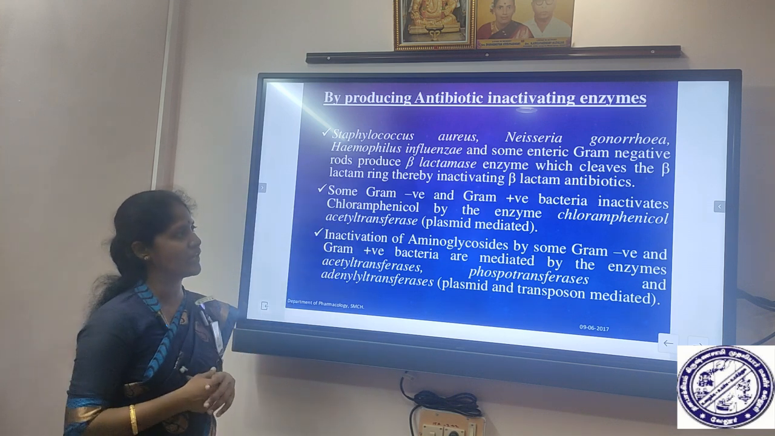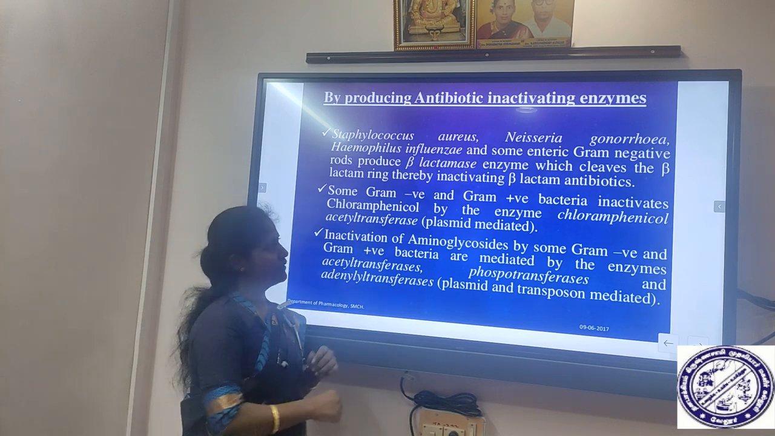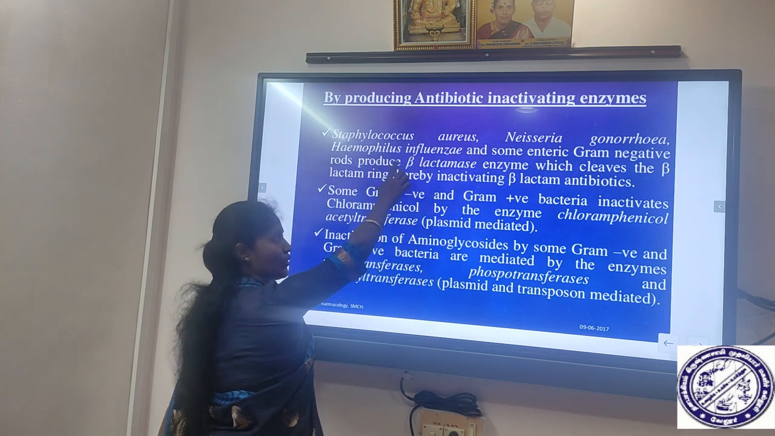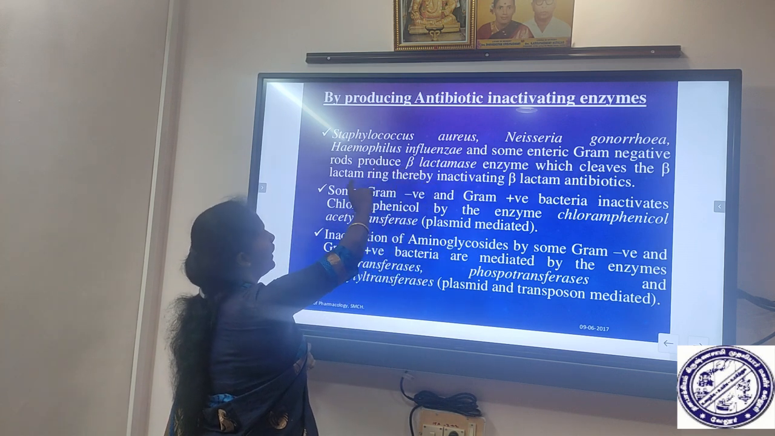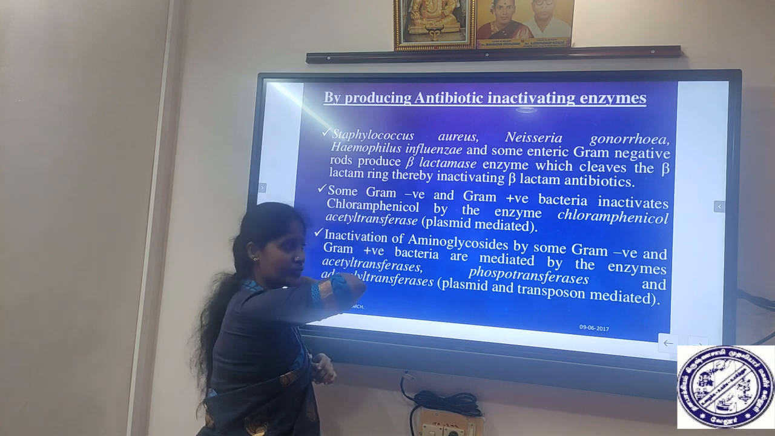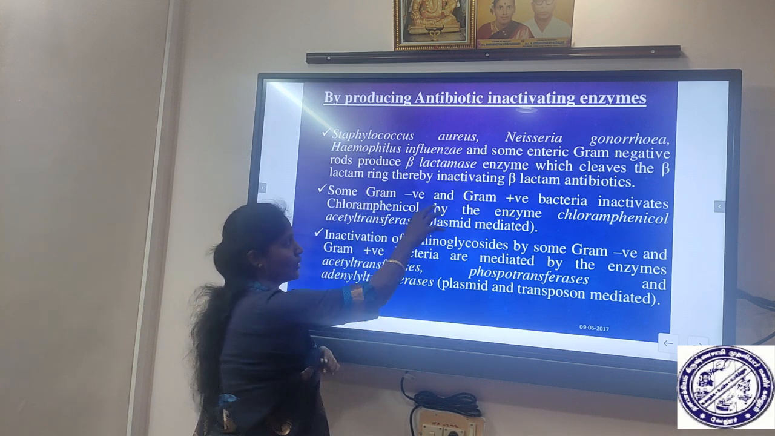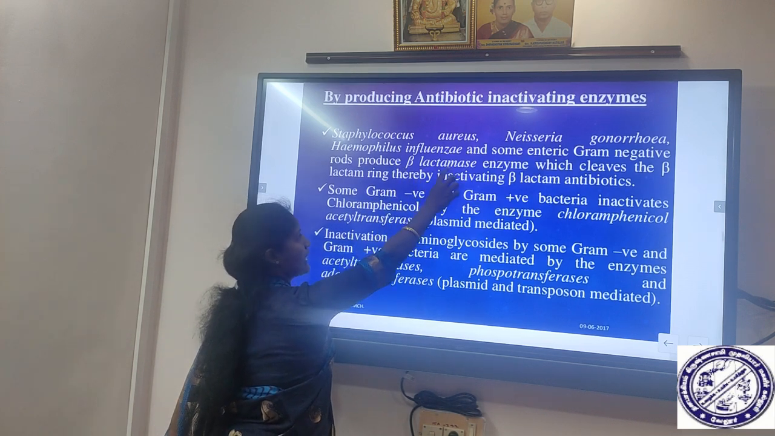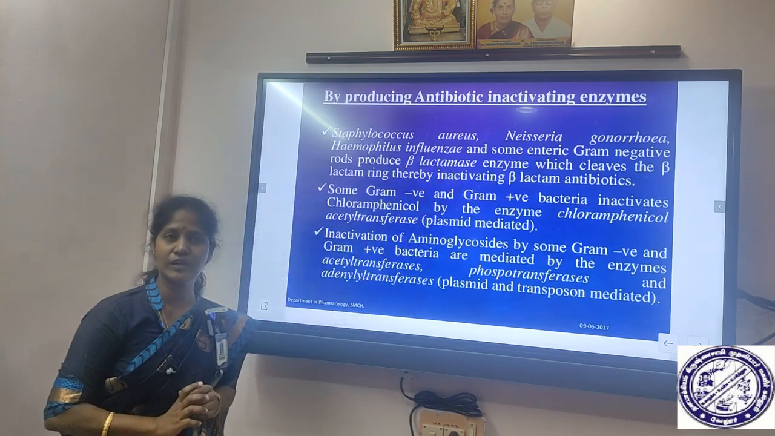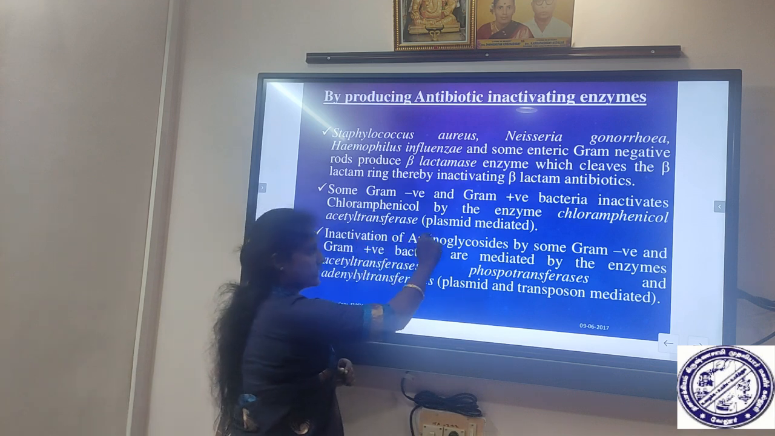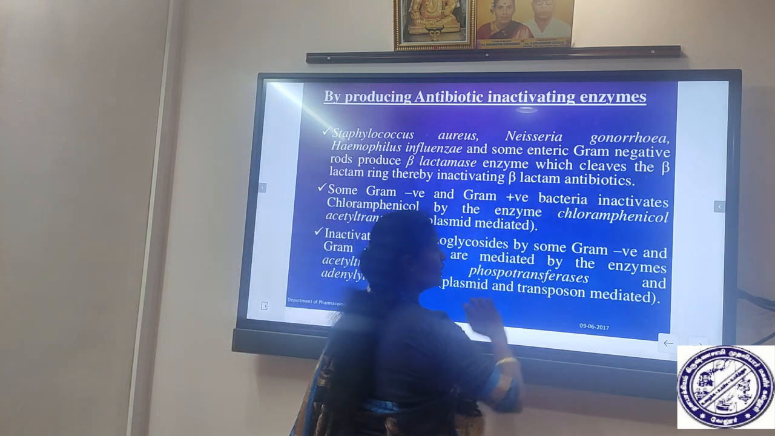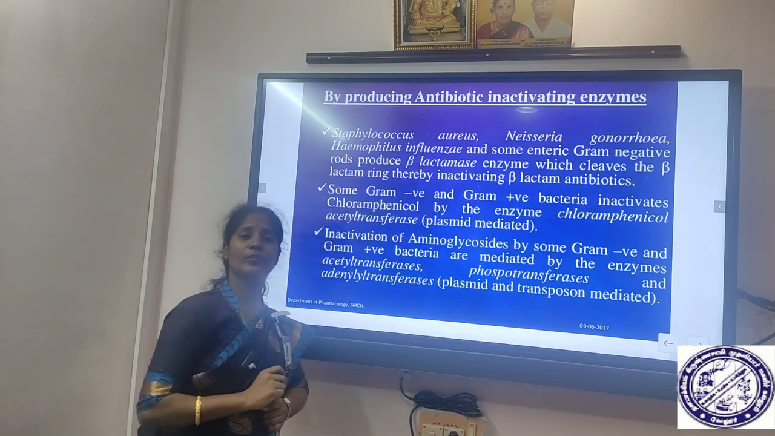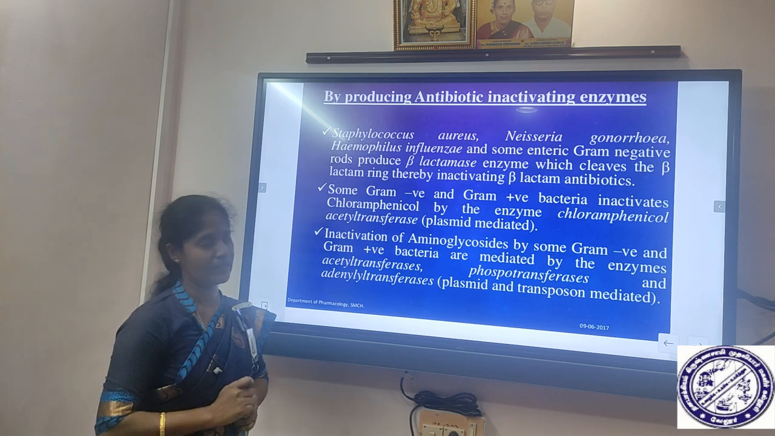So here some examples have been given. For example, Staphylococcus, Neisseria and Haemophilus. These are some of the organisms. These organisms produce an enzyme called beta-lactamase. This enzyme is responsible for the inactivation of the antibiotic penicillin.